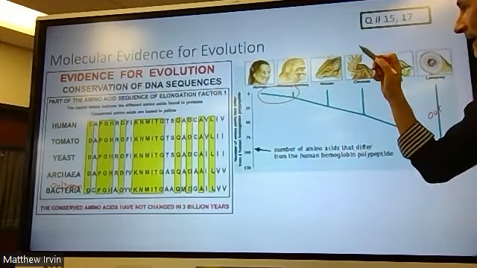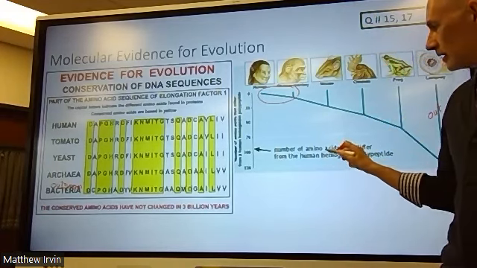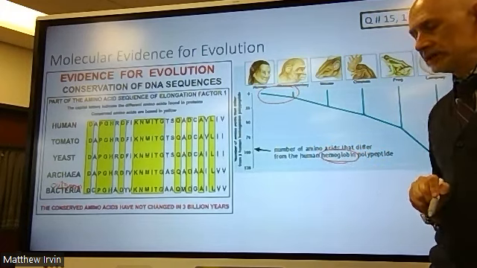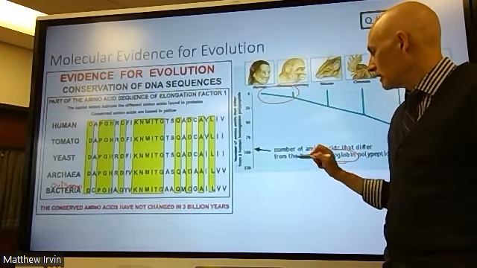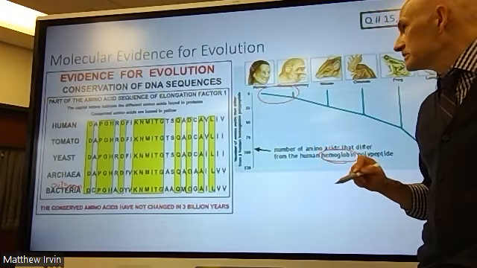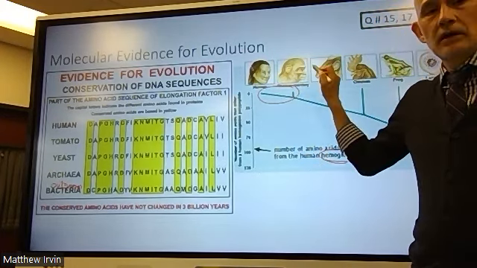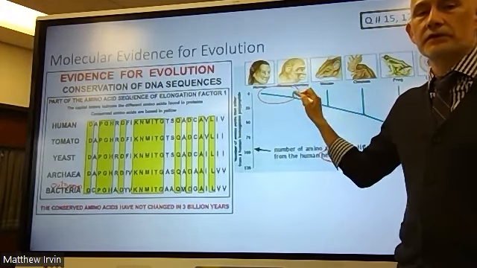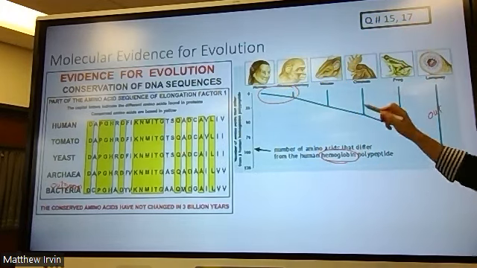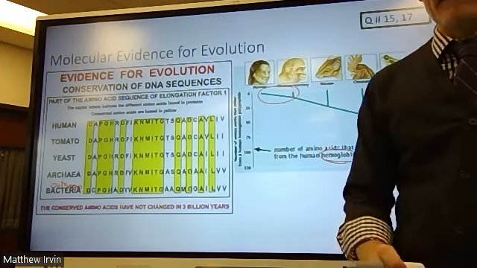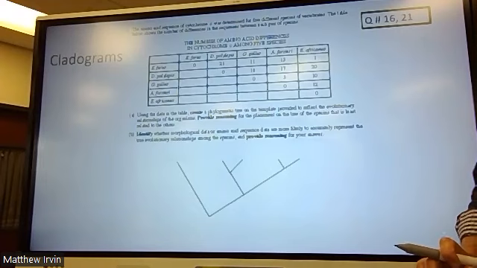The data for this is coming from looking at the hemoglobin protein in red blood cells, comparing it to human hemoglobin. And so we see that the rhesus monkey, another primate, has the least differences. So that's why they are closer together on the cladogram. The lamprey, a very primitive fish, has the most differences from the human, so it is farther away.